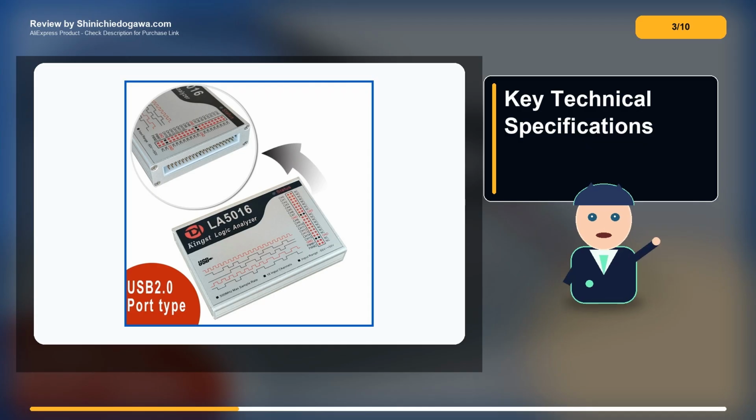At its core, the LA5016 boasts a maximum sample rate of 500 megasamples per second. This speed is generally sufficient for most microcontrollers, ARM-based designs, and typical FPGA interface signals. It provides a reliable stream of data to your computer, allowing you to visualize transitions with high temporal resolution.